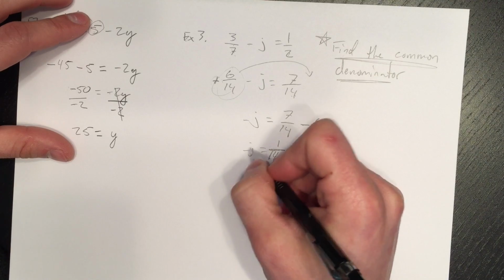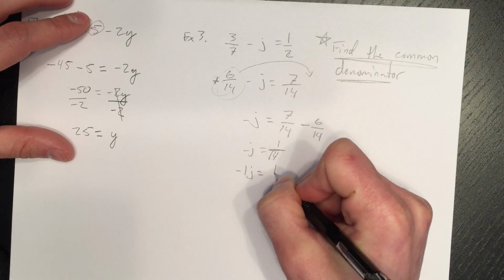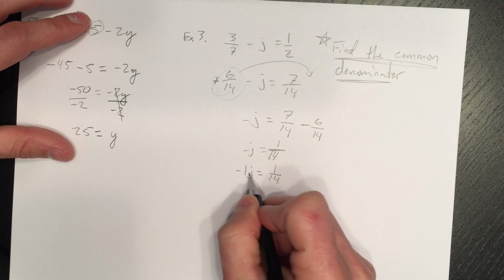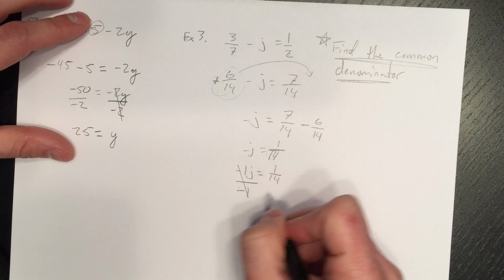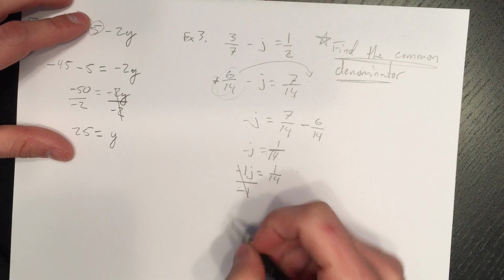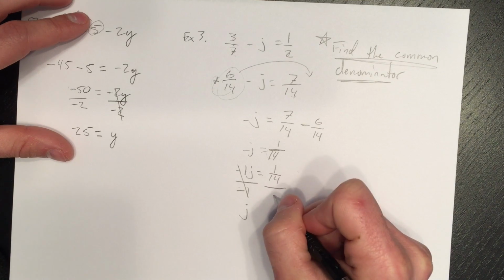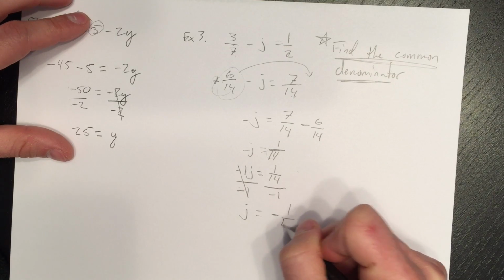So really, if we remember right, this is negative 1j equals 1/14. So we can do an inverse operation here. Negative 1 multiplied by j is negative 1 divided by j. That's the inverse. Those 1s cross out because negative 1 divided by negative 1 is 1. And we're left with a j. And we can divide this side by a negative 1, and it turns into a negative 1/14.